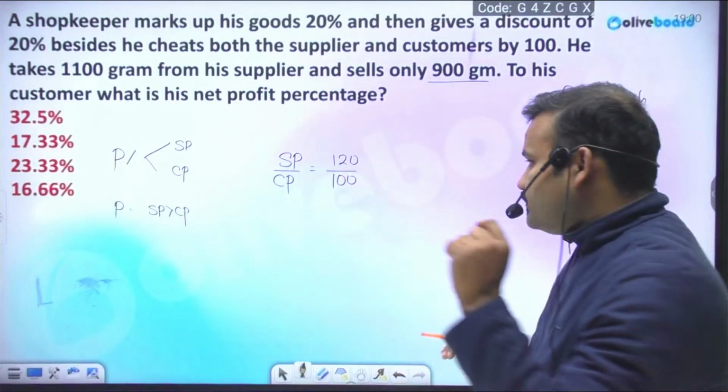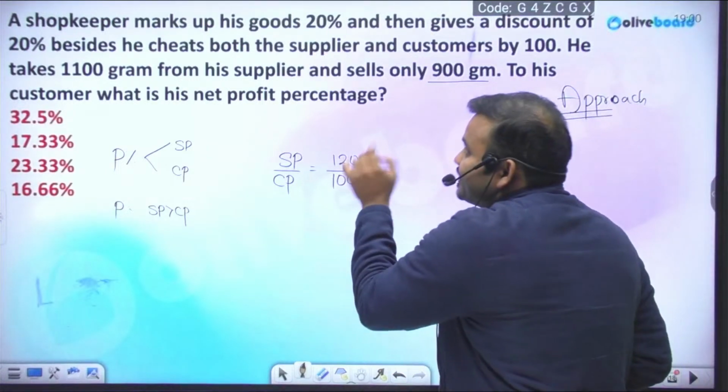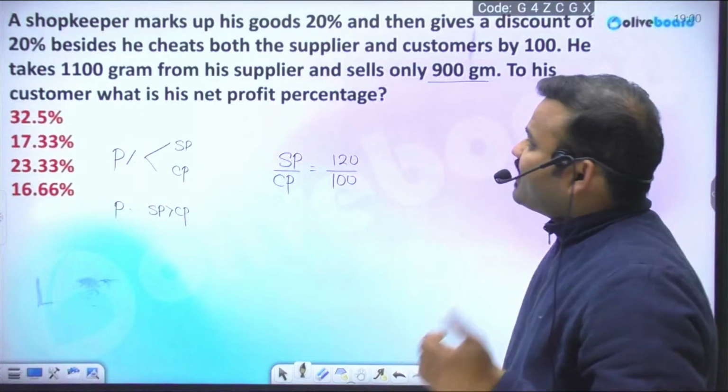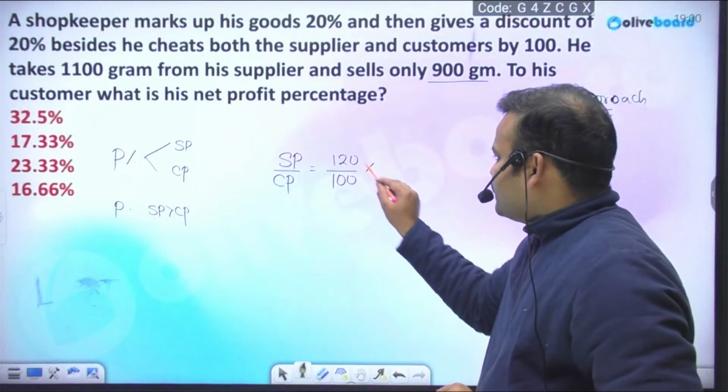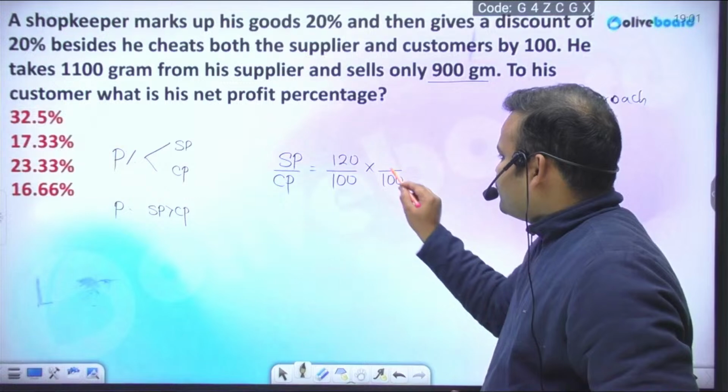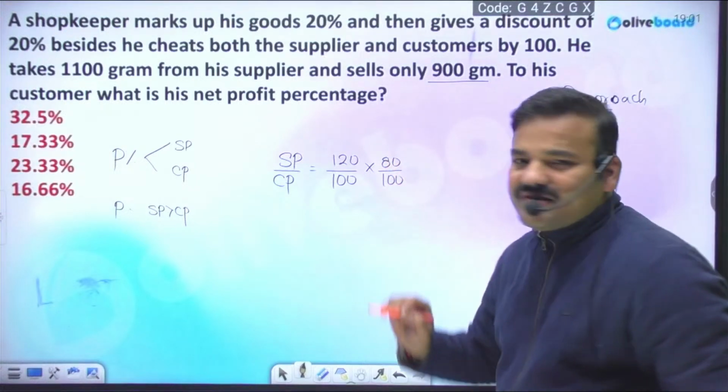Now, the article was marked 20% above and he is giving a discount of 20%. That means the discount is negative. So it is being sold at 80%. This is the successive change.